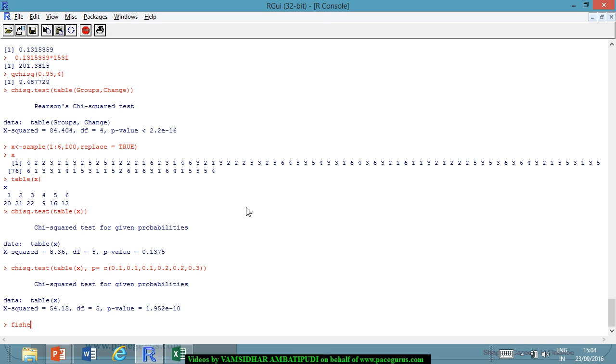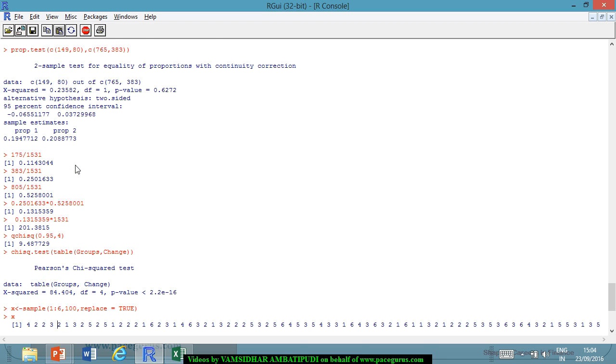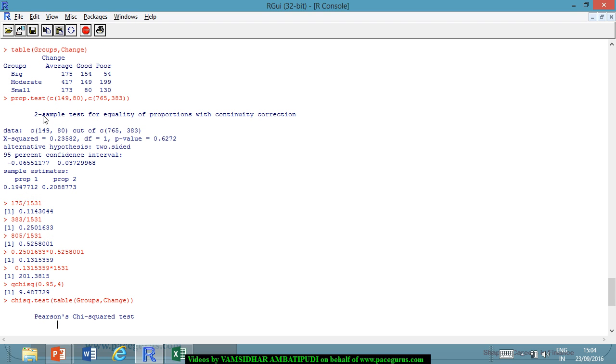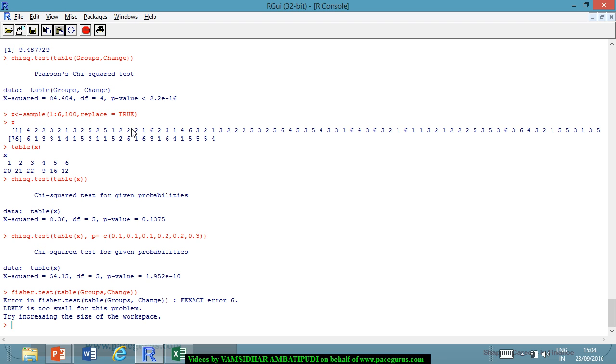Of course, in this case, we may not have any big change. I'm giving the fisher.test. I can take the table of groups, comma, change. The error says the workspace is too small for this kind of a problem, so I have to increase the size of the workspace.